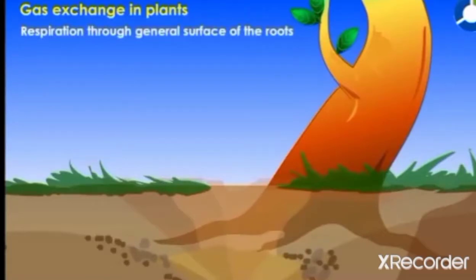Respiration through the general surface of the roots. Ploughing or tilling of the soil creates small air spaces around the soil particles, which provide the source of oxygen for the roots.